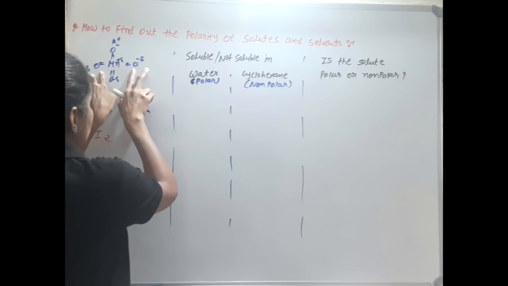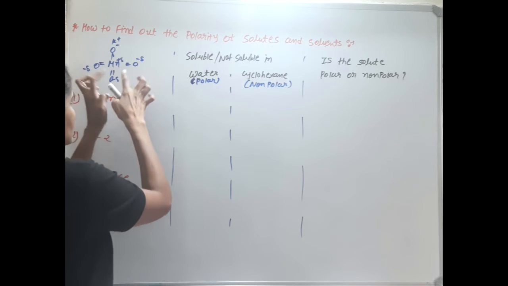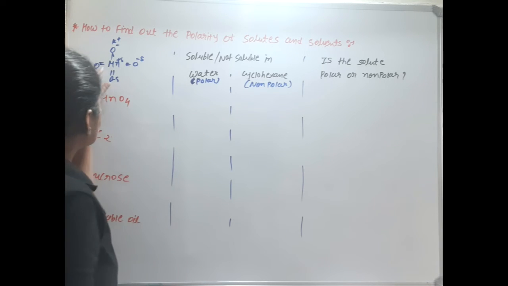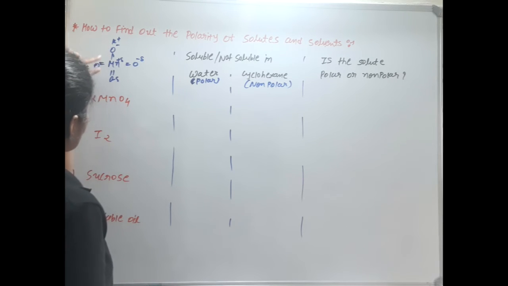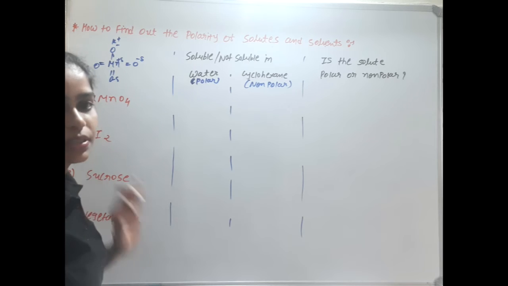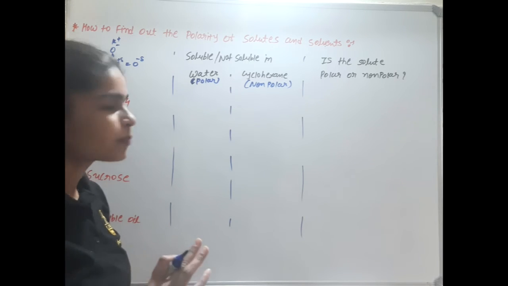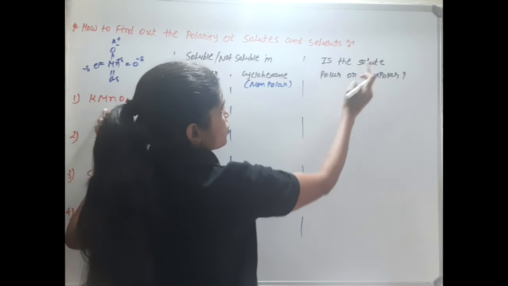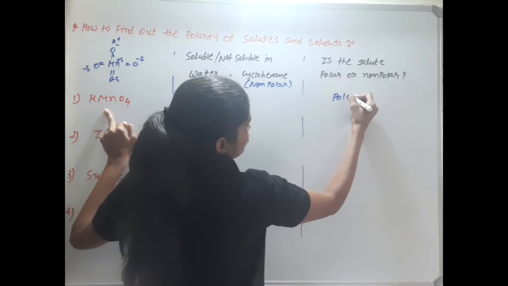But this same polarity is present in opposite directions, so these effects cancel each other out. But in this case, this is the double bond oxygen and this is the single bond oxygen connected with the K plus. So its electronegativity difference is different. That way it makes KMnO4 polar. So is the KMnO4 solute polar or non-polar? KMnO4 is polar.